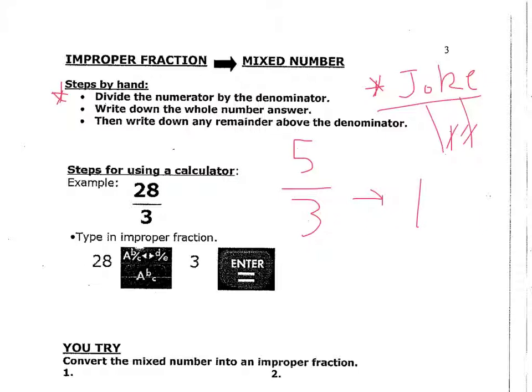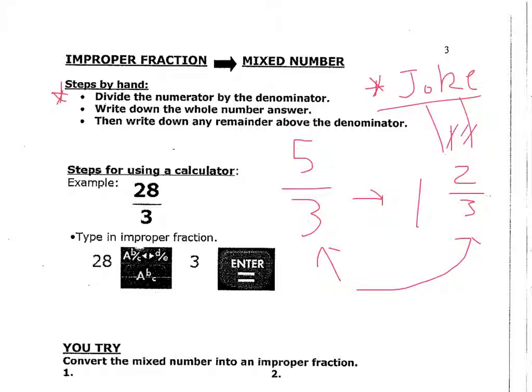Then we're going to write down any remainder above the denominator. So the remainder: 3 goes into 5 one time, 2 left over. So 2 goes in your numerator, and then what goes in your denominator is your old denominator. So we're going to bring that guy over here, and 5/3 becomes 1 2/3. So that's the way you do it by hand.